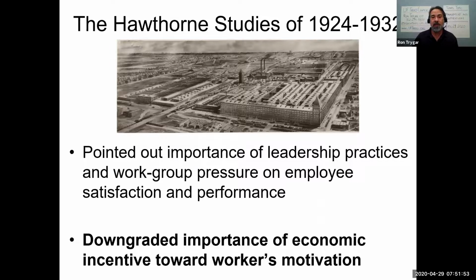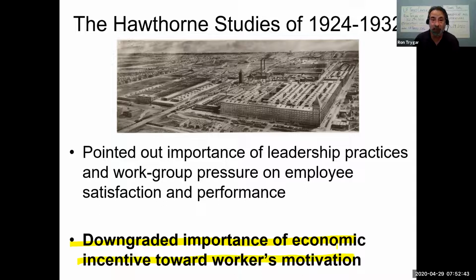So famous to us in this part of the management world would be the Hawthorne studies that occurred at the Western Electric facility in Hawthorne, between 1924 and 1932. This study pointed out the importance of leadership practices and work group pressure on employee satisfaction in their jobs and their performance. So this was a long-term study that really showed that certain things really affected the person's motivation and morale, and their work production got better as they became more motivated and their morale was better. So it essentially downgraded the importance of economic incentive towards workers' motivation.